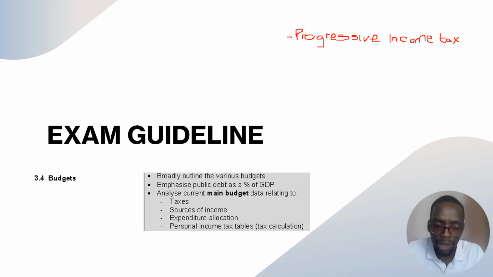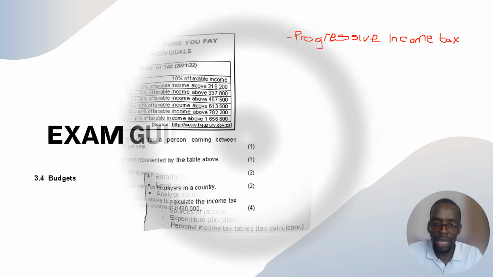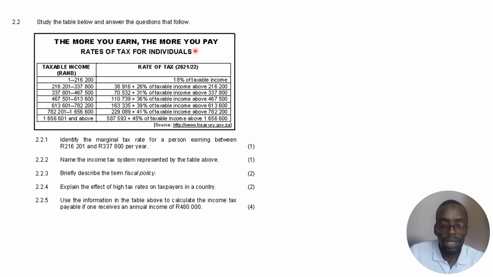Now, for us to get a picture of all this, this is the question that we are going to be working with. This is the question that I am taking from the NSC November 2022 economics paper. It came as question 2.2, and you can see that it's written, the more you earn, the more you pay. It means this is a progressive income tax system, where if you earn more money, you are going to pay more in terms of taxes.